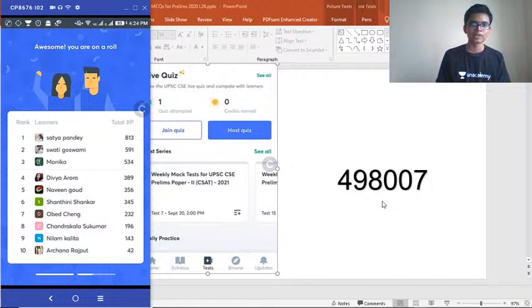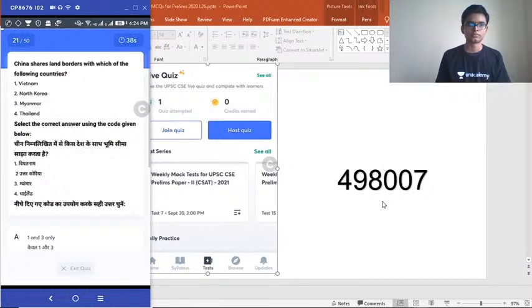Next question is going to come up now. 21. China shares land borders with which of the following countries? Vietnam, North Korea, Myanmar, Thailand. Choose the correct answer.